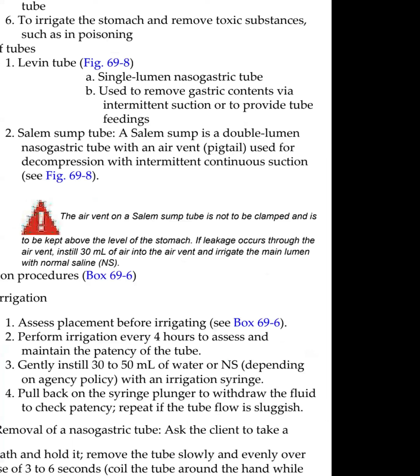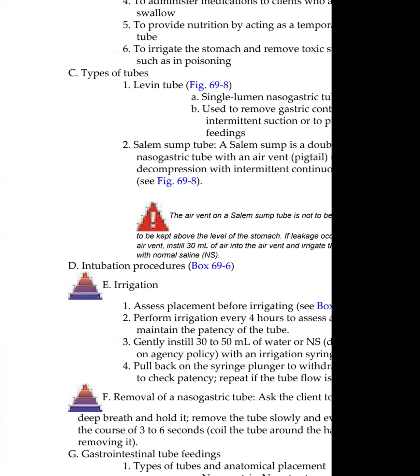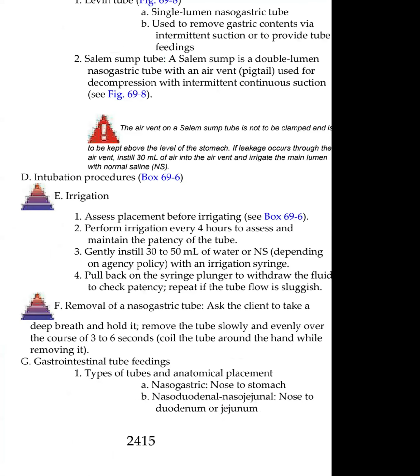Now, the intubation procedure, irrigation: assess the placement before irrigating. Before administering any fluid, you also need to assess the position. Perform the irrigation every 4 hours to assess and maintain the patency of the tube.